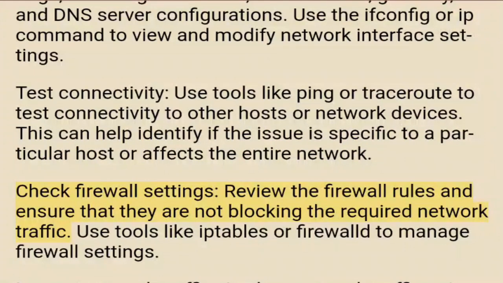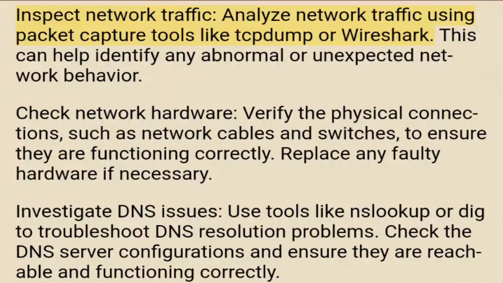Check firewall settings. Review the firewall rules and ensure that they are not blocking the required network traffic. Use tools like iptables or firewalld to manage firewall settings. Inspect network traffic. Analyze network traffic using packet capture tools like tcpdump or Wireshark. This can help identify any abnormal or unexpected network behavior. Check network hardware. Verify the physical connections, such as network cables and switches, to ensure they are functioning correctly. Replace any faulty hardware if necessary.